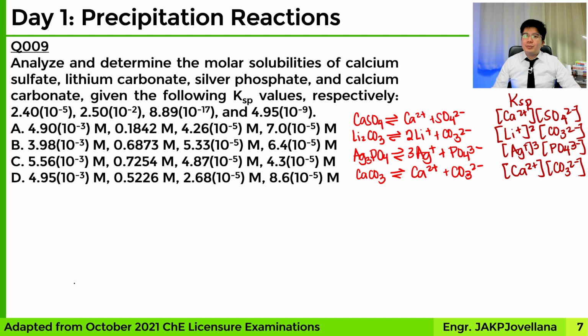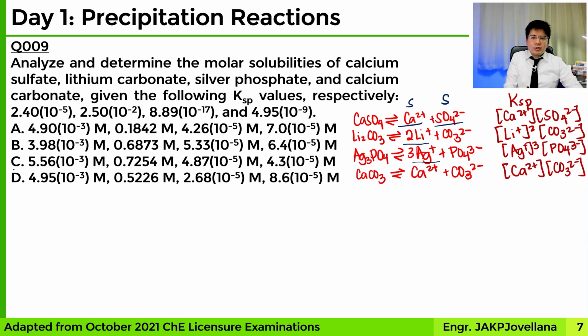So to express solubilities, we can use the variable S. If they are in a 1-to-1 ratio, we can use S for concentration of SO4 2- and also S for Ca2+. If you have 2 Li+, then we can substitute 2S, and then for 3 Ag+, we can substitute 3S. So first, let us solve for the molar solubility of calcium sulfate.